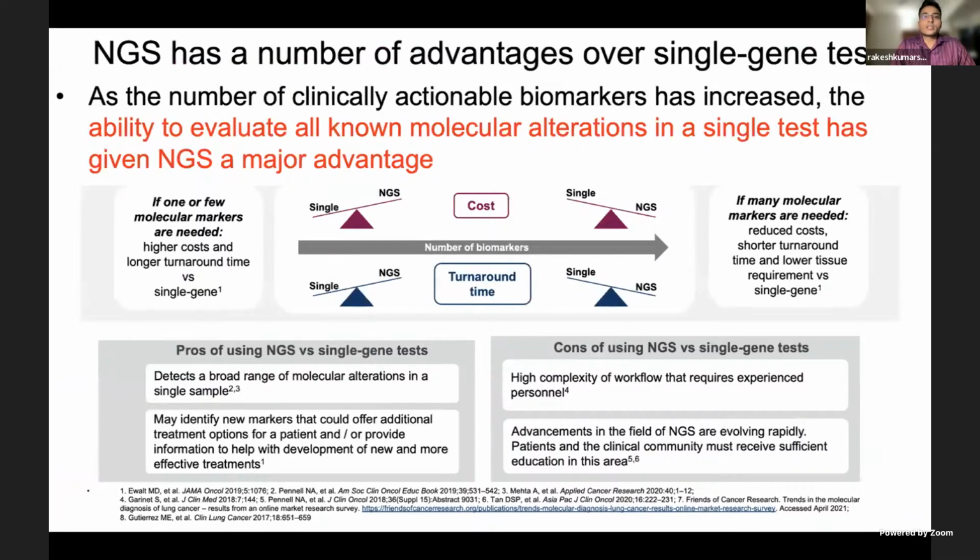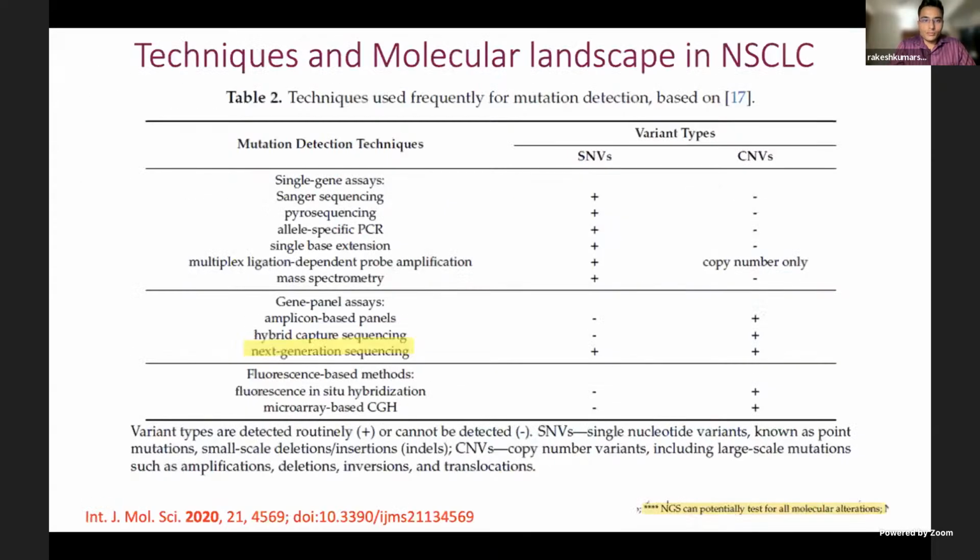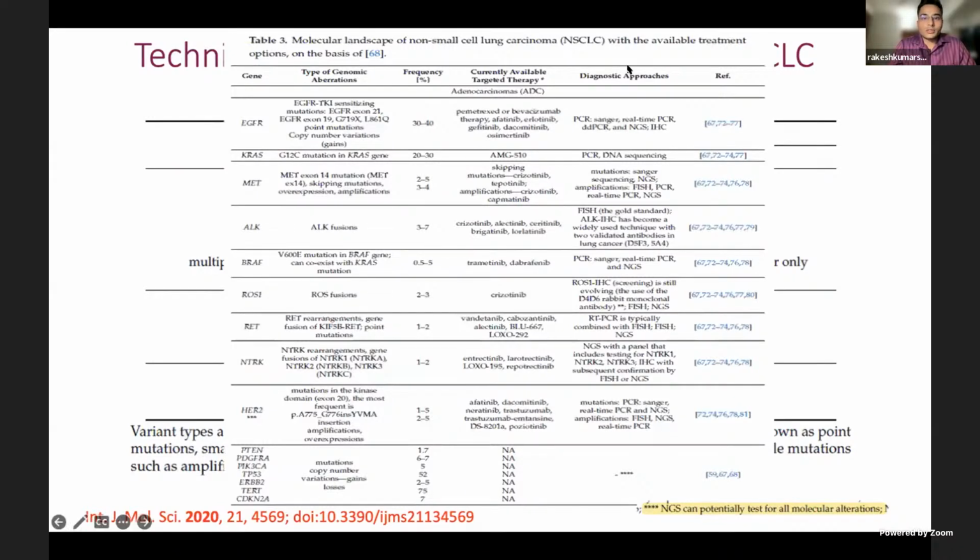So, advantages of NGS. One advantage is that we can study multiple mutations in a single go. Previously the turnaround time used to be around 4 weeks. Now with various techniques, it has come down to around 2 to 3 weeks. But the only hindering factor in NGS is the cost, followed by turnaround time. As compared to individual testing of EGFR and ALK, where turnaround time is usually 5 to 7 days, with NGS it is around 2 weeks. The techniques have been discussed previously. These are the various mutations which are tested. This has also been discussed.